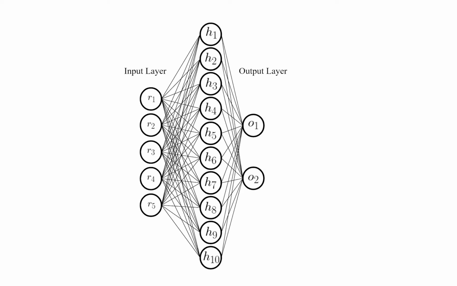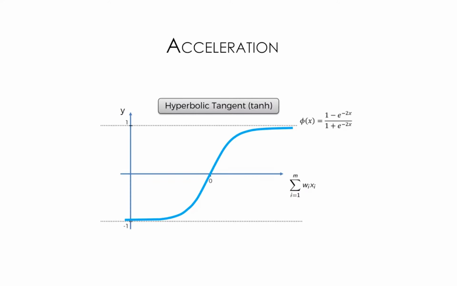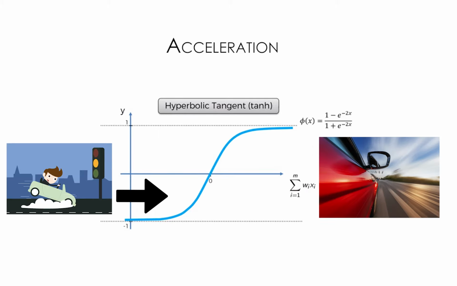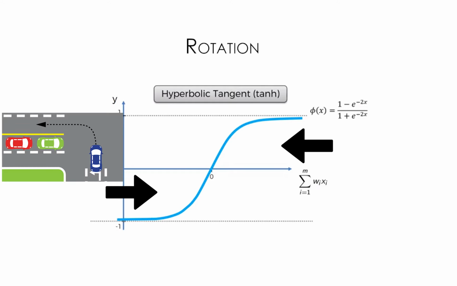So we have 10 hidden neurons, and these hidden neurons are connected to 2 outputs, which control the movement of the car. Depending on these values outputted by the activation function, the output changes. For the output of acceleration, a high output value means that the car should accelerate quickly. A lower output value means the car should accelerate slower. For the second output neuron of rotation, the value determines the degree of rotation for the car at a given instant. Negative values cause the car to turn left, and positive values cause the car to turn right.